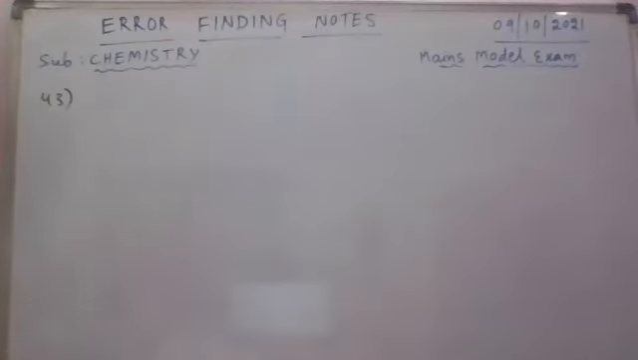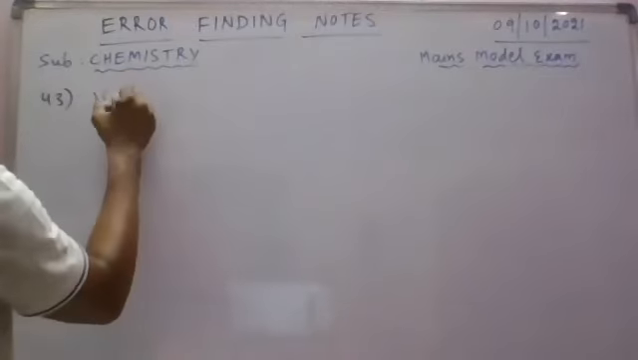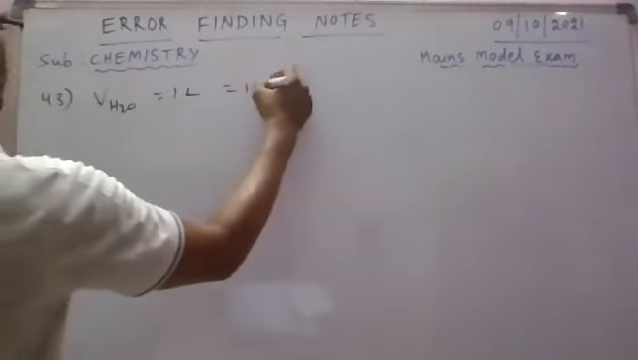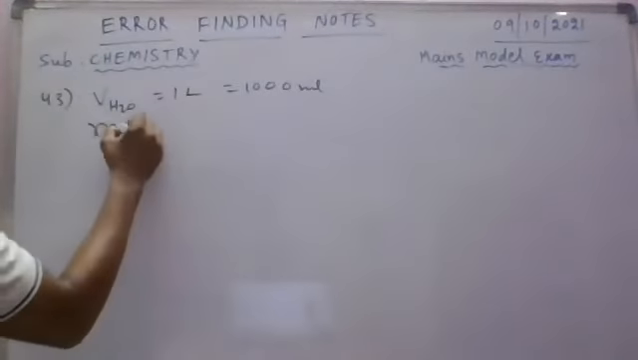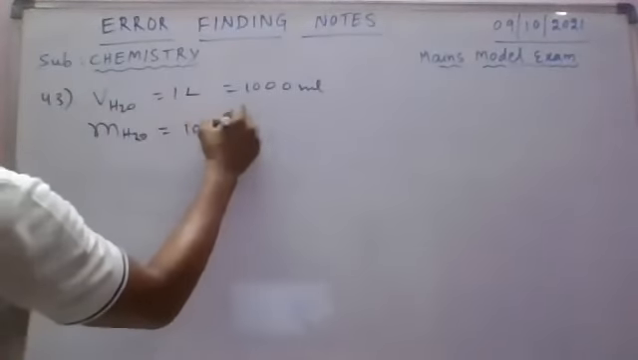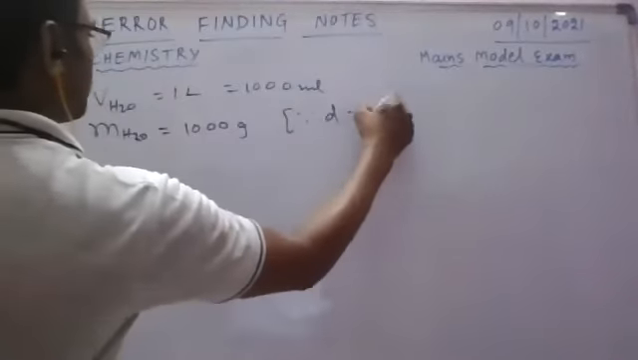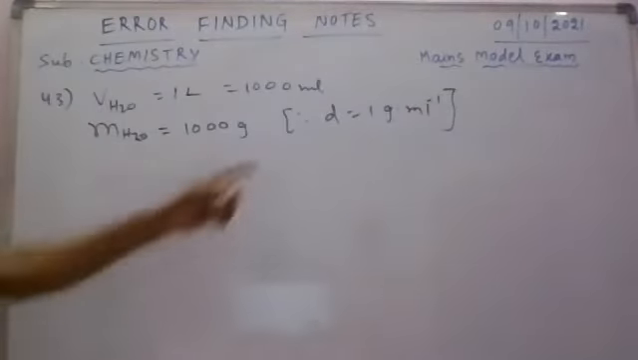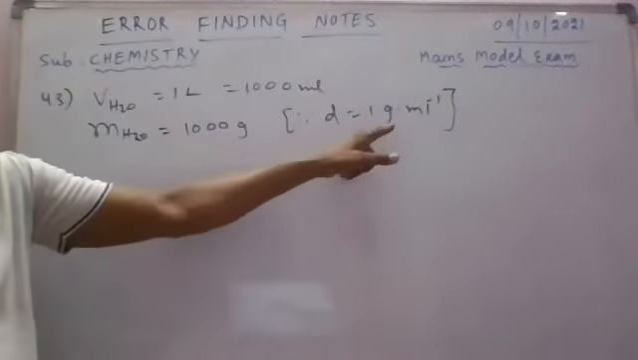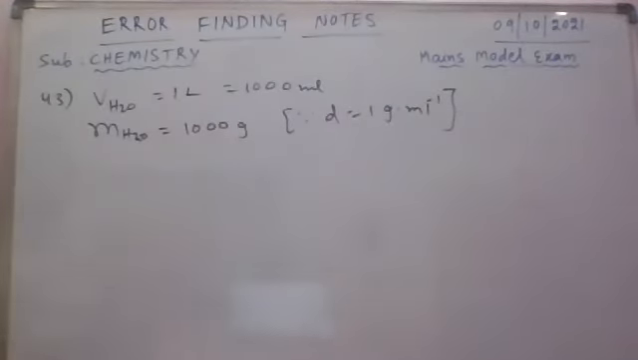Question number 43. The number of molecules in 1 liter of water. Here the volume of water is given as 1 liter, that is nothing but 1000 ml. Then the mass of water is equal to 1000 grams, because the density is equal to 1 gram per ml. 1 gram per ml means 1 ml volume has mass 1 gram, and 1000 ml has mass 1000 grams.